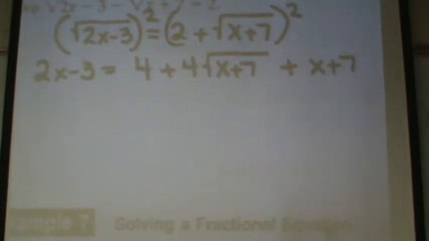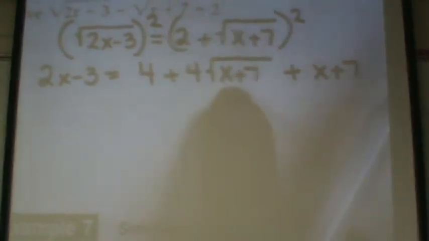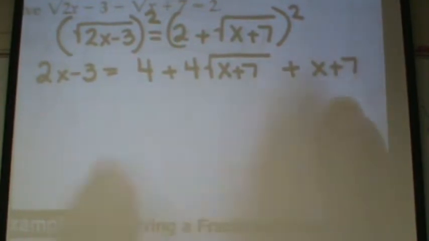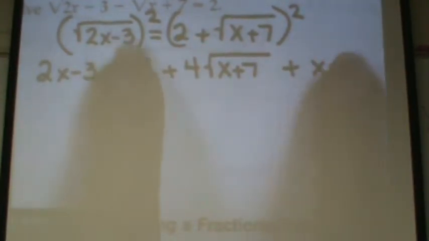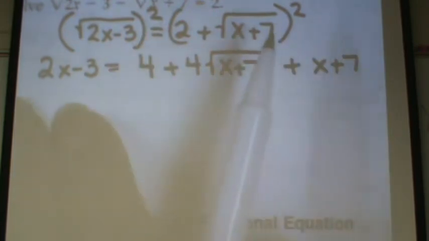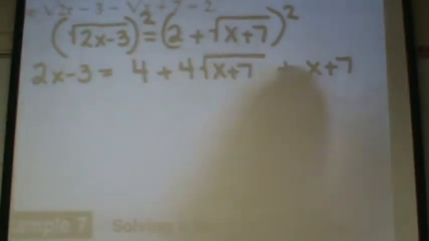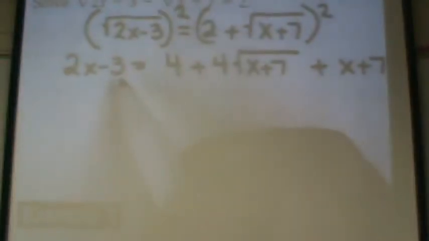Now, I'm stuck with a radical still. So your job is to get this by itself. So you want to move these 3. Get these 3 out of here. Get them over there. You don't want to square both sides right now. That would be a disaster to do this. So get the 4 out of there, the 7.